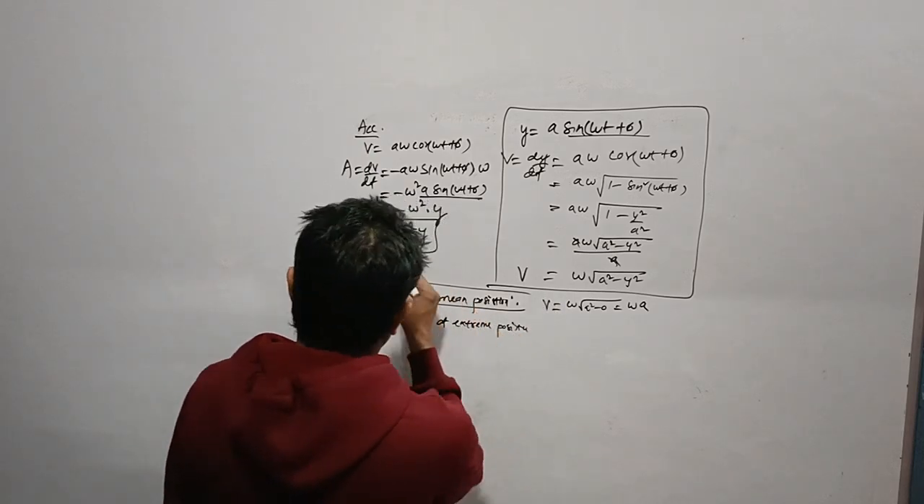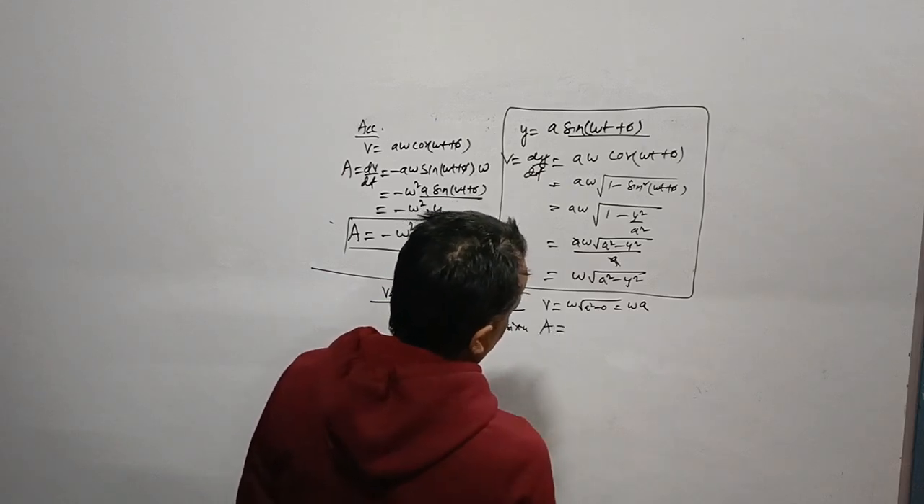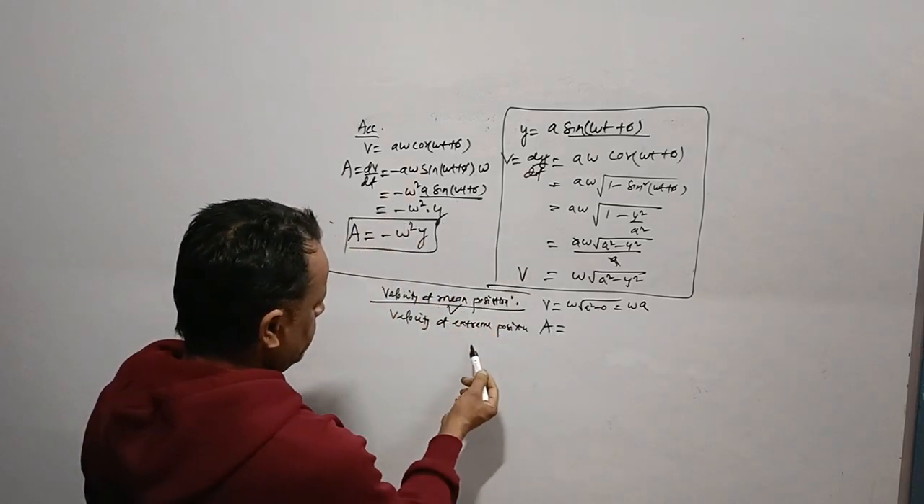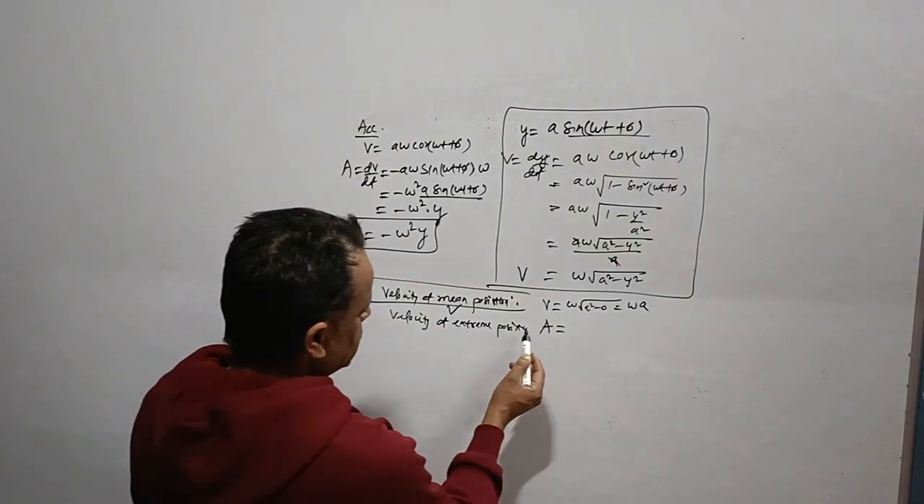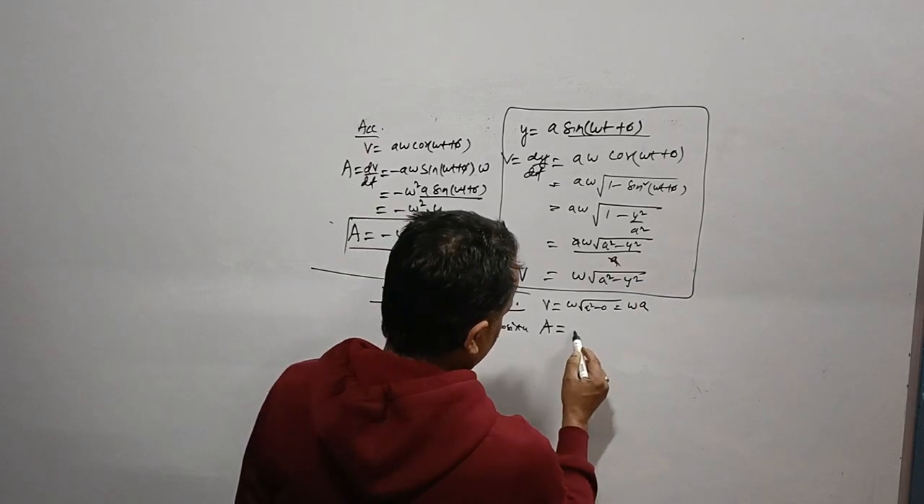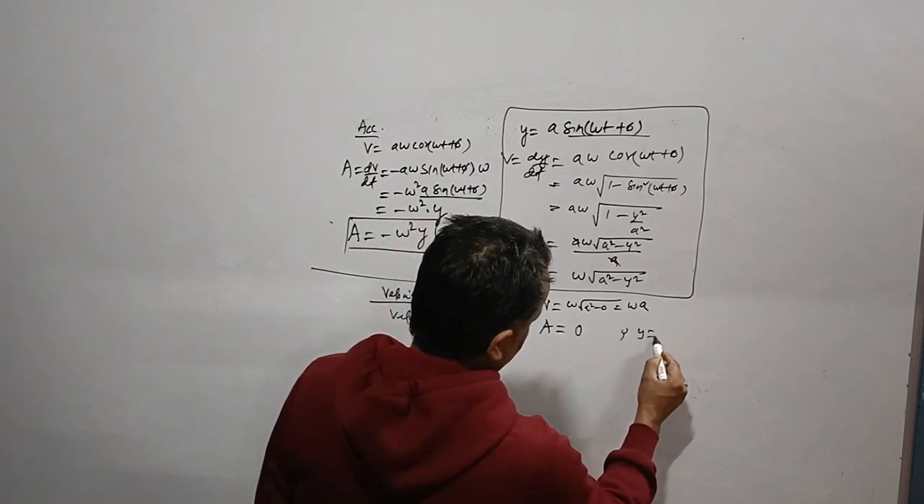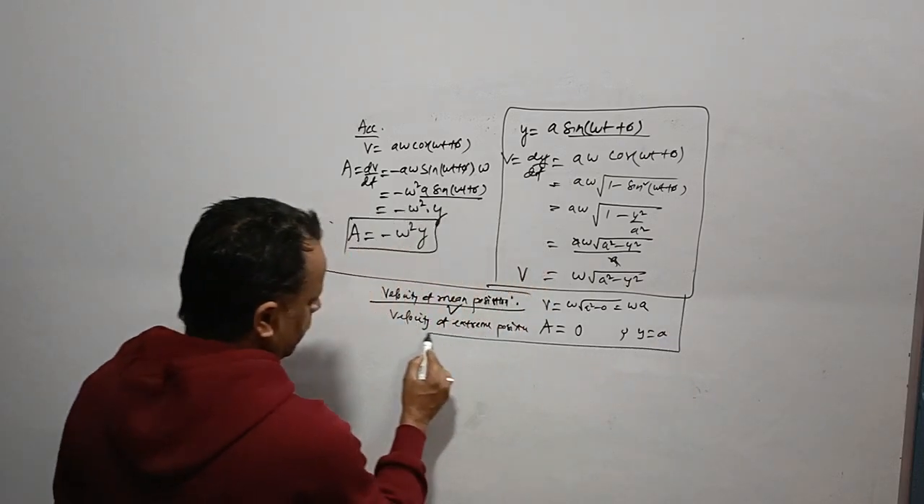What is that? Sorry, we are getting it for the mean position. And velocity at extreme position will be what? When y is equal to a, then in that case velocity will be 0. In that case, displacement y becomes the amplitude.